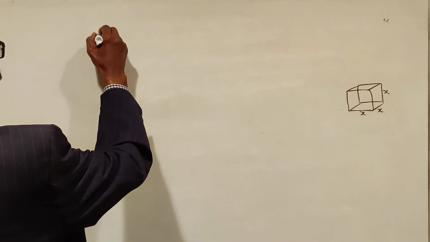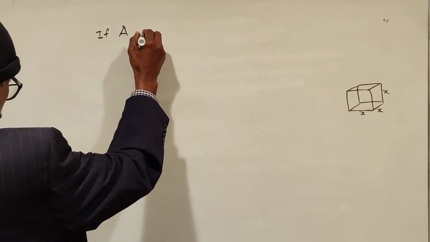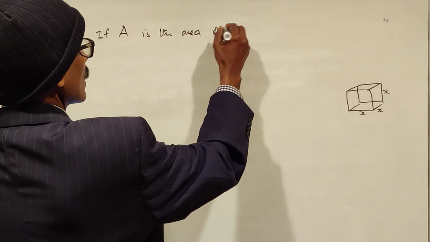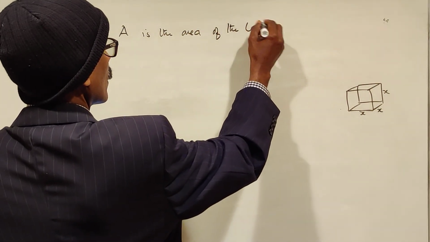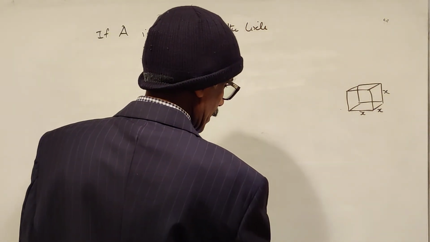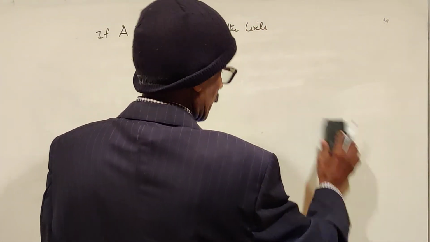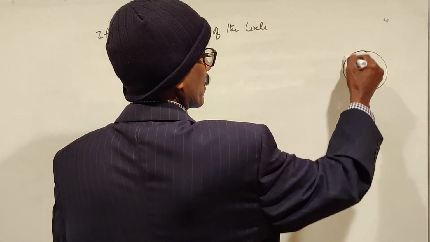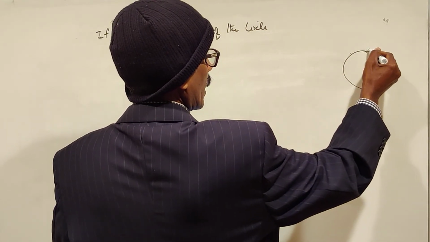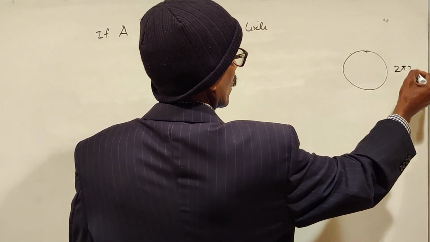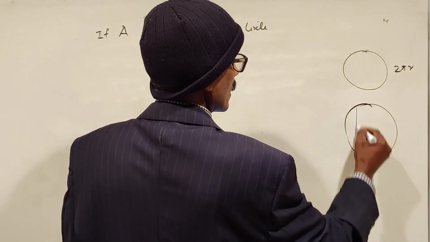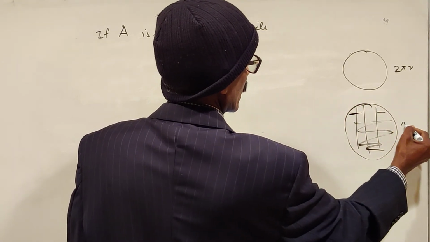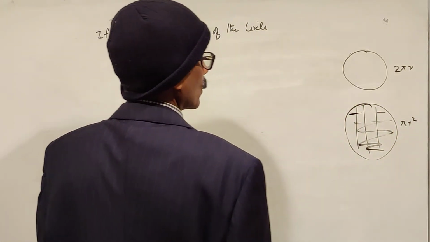If A is the area of the circle, area of the circle means what? Area, perimeter, both are important. Perimeter is the length of the circumference from here to here, the length, that is 2 pi r. Okay, what does area mean? Area means inside measurement. Okay, that is pi r square. You guys need to know that. Okay, two formulas.